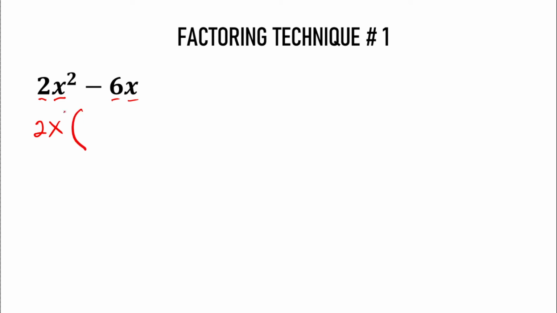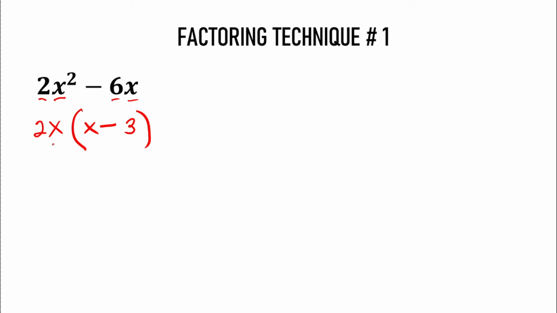So we have 2x squared divided by 2x is x. Copy the operation sign, minus 6x divided by 2x ay 3. Kaya our final answer for the factors of 2x squared minus 6x is 2x times quantity x minus 3.